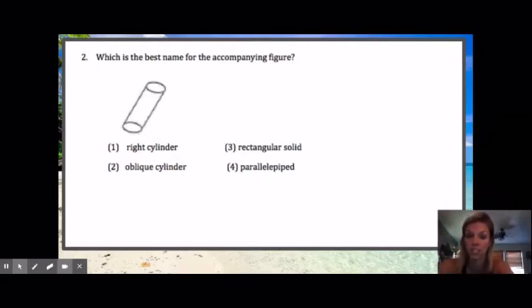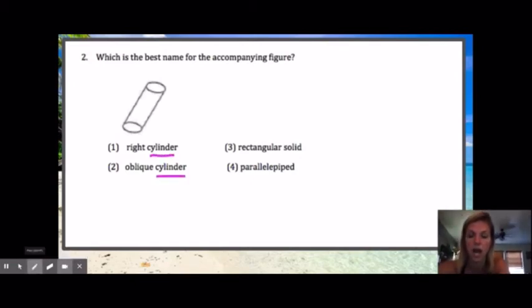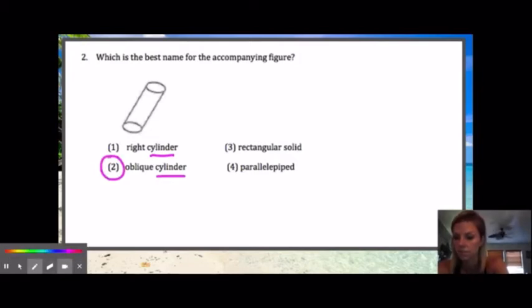What's the best name for this? Well, the top and bottom are congruent. They're circular, so they're definitely cylinders, right? But it's tilted a little bit, so it's oblique. Hey, erase for me. Here we go.